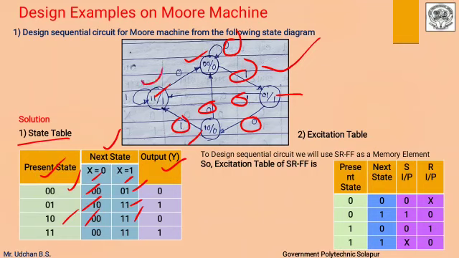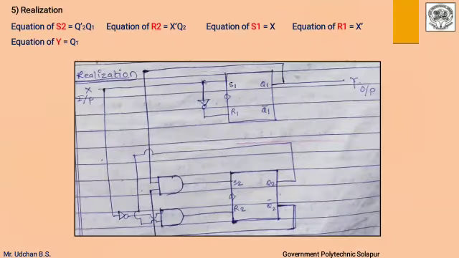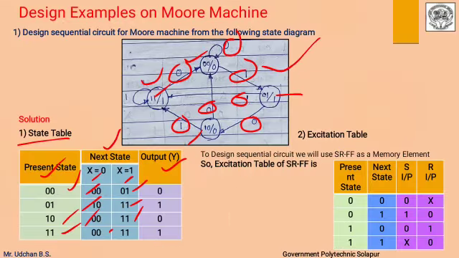In the same way this 11 state, when input is 0, goes to 00. When input is 1, remains in that state only. So this is how we can complete the state table.